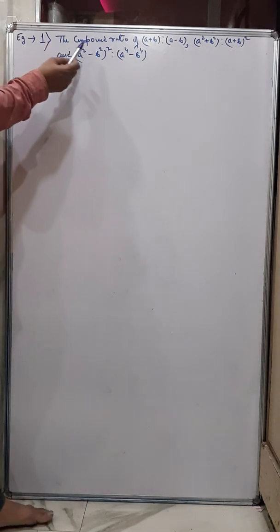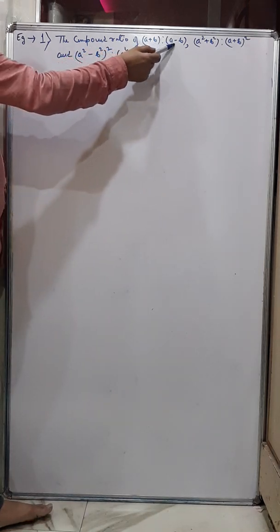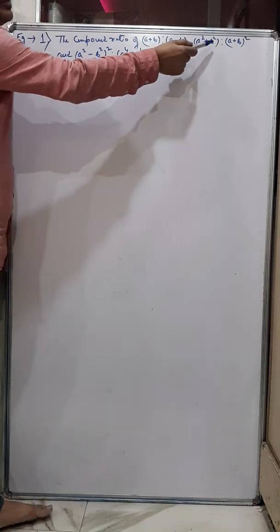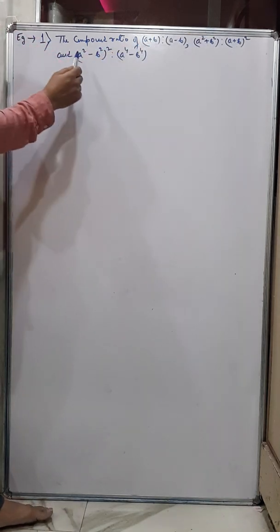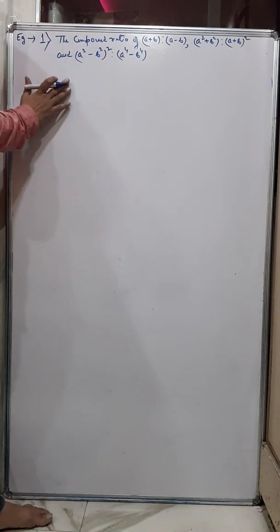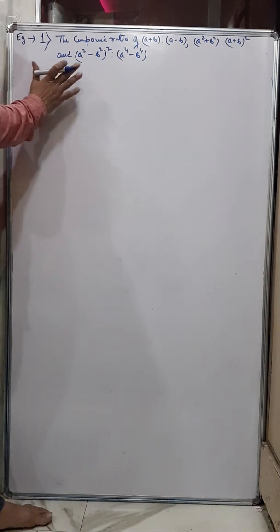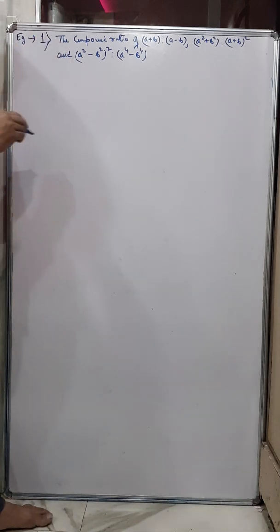Now I will show you some examples. The first example: find the compound ratio of A plus B is to A minus B, A square plus B square is to A plus B whole square, and A square minus B square is to A to the power 4 minus B to the power 4. Whatever I have written on the board, first pause the video. Whatever notes I have given about types of ratio, pause the video, copy it and study it, and then go for all these examples, okay?